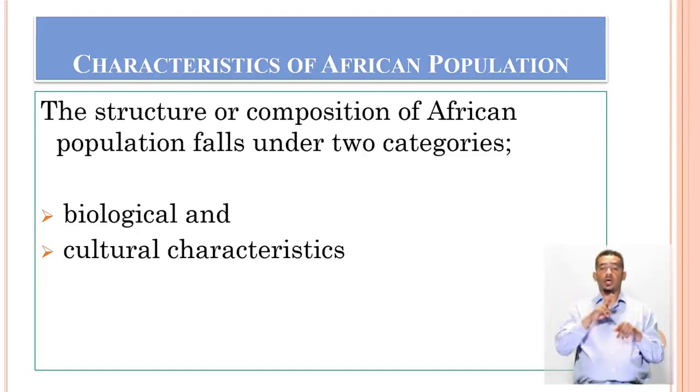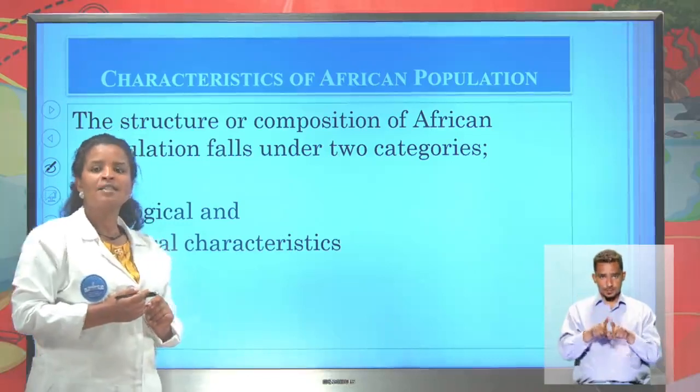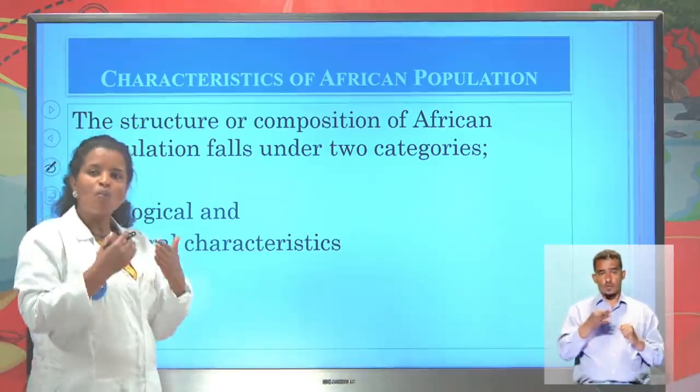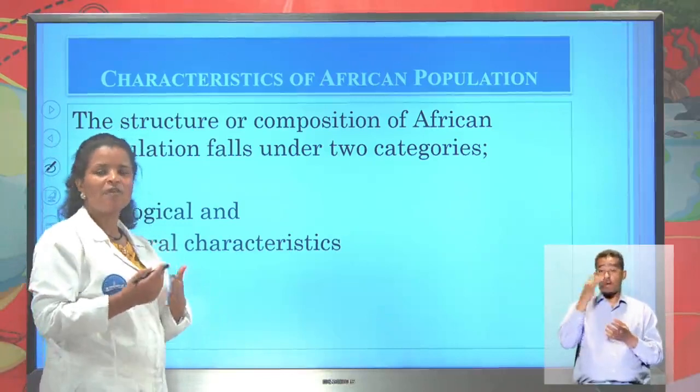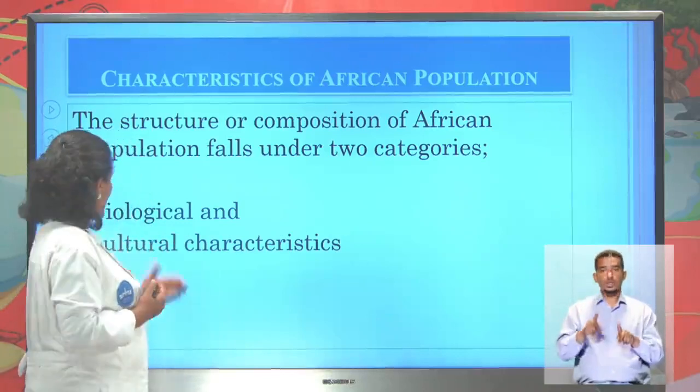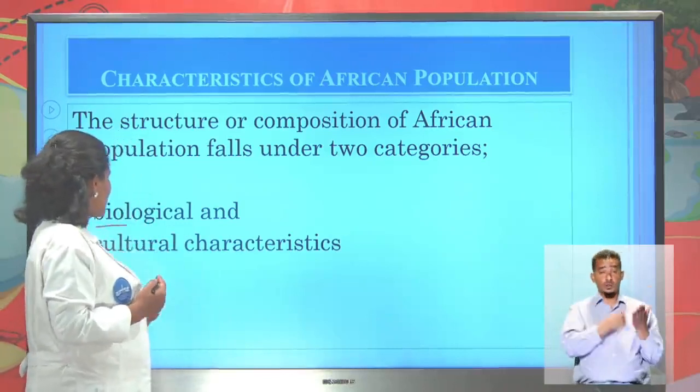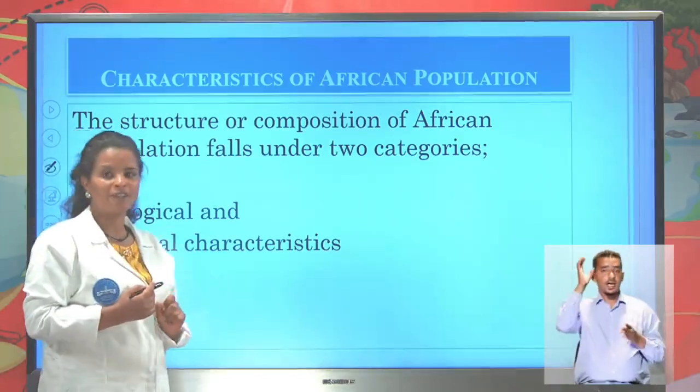Let us see the characteristics of the African population. The structure or composition of the African population falls under two categories. These are the biological and cultural characteristics.